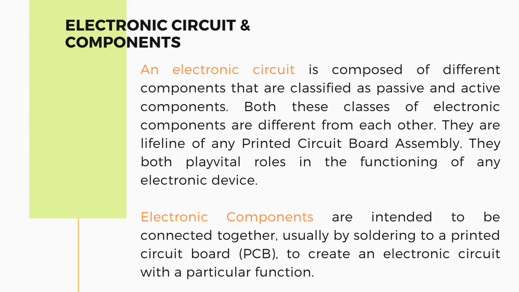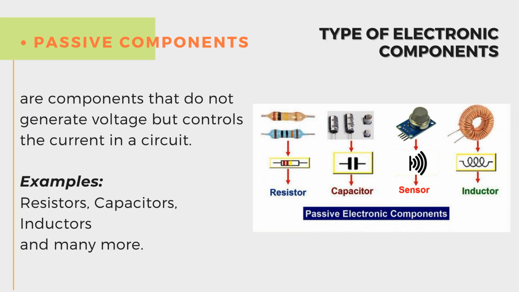Electronic components are intended to be connected together, usually by soldering to a printed circuit board, PCB, to create an electronic circuit with a particular function. Types of electronic components.